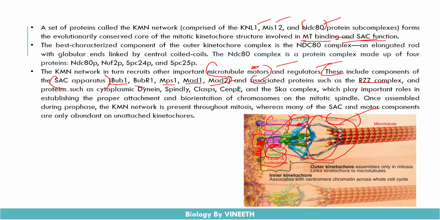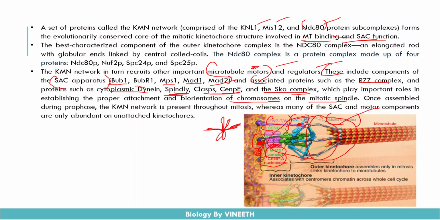And proteins such as cytoplasmic dynein, which is a microtubule motor, and Spindly, which is also a kind of microtubule motor. Also CENP-E, a kinetochore protein, and the SKA complex. They play major roles in establishing proper attachment and biorientation of the chromosomes on the mitotic spindle. This kind of orientation with the microtubules is facilitated by this type of proteins, the microtubule motors as well as the regulators.